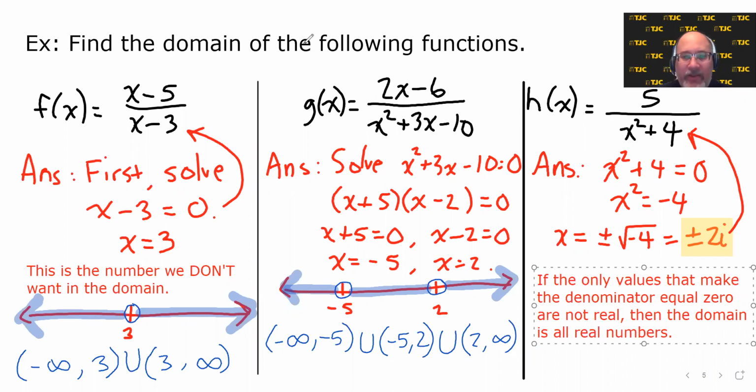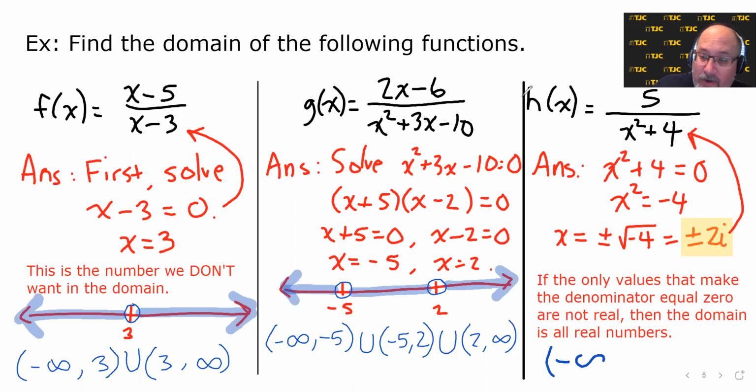Because, again, by definition, the domain starts out with the set of all real numbers that make the function real and defined. If the only numbers that make it undefined aren't real, then we don't have to worry about those. So our domain is all real numbers. And as an interval, we could say open parentheses, negative infinity, comma infinity.